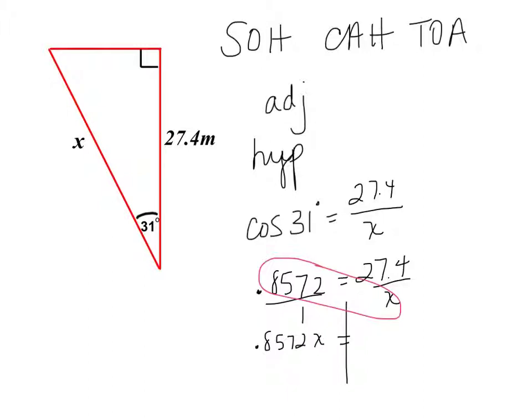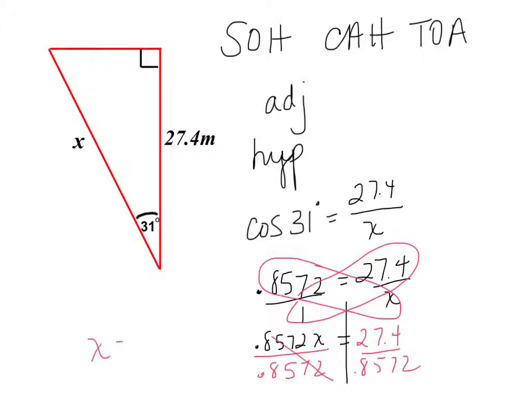0.8572x is equal to this multiplied, which is 27.4. And again, you want to do the inverse, which is why you divide by 0.8572. These cancel out. I'll bring this over here. x is equal to 31.96 meters. That's the hypotenuse. I'm going to do 3 more with you.